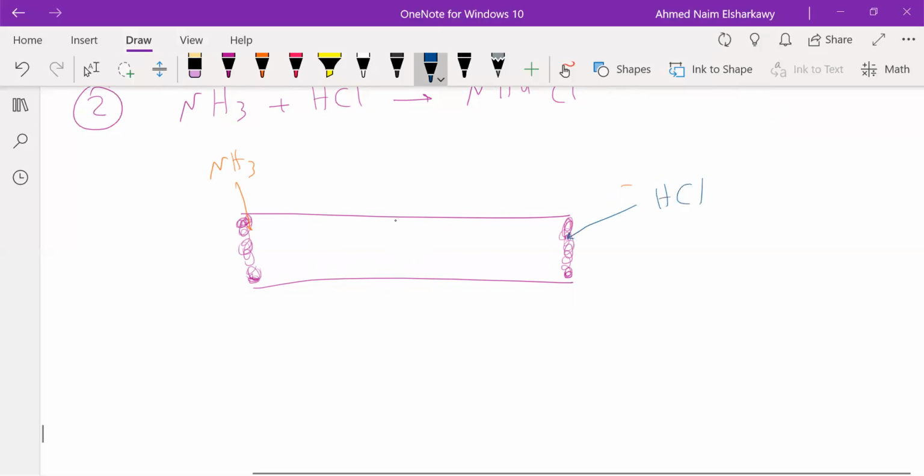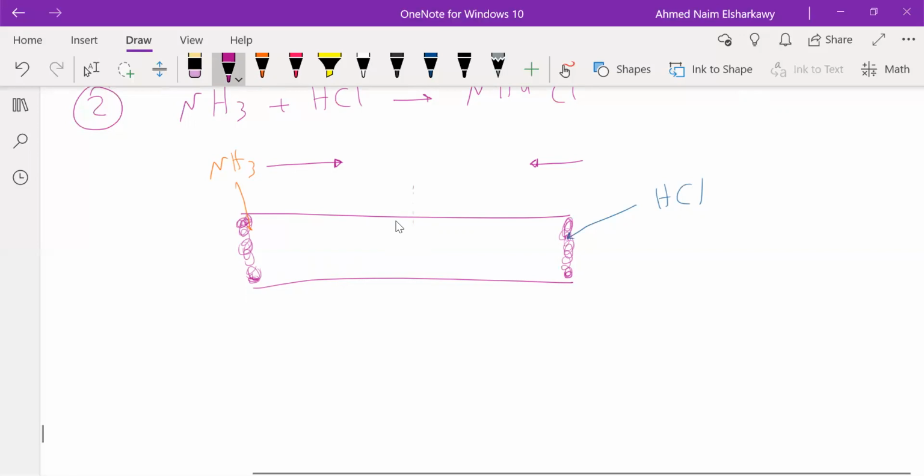Okay, right now what will happen? We will find that NH3 will start to move from right to left, from the area of high concentration to the area of low concentration, which means the other parts of the tube. The same as HCl, the particles start to move. But my question: when NH3 reacts with HCl, it will form NH4Cl cloud gas, or it could form NH4Cl crystals. So where will the clouds or the crystals form exactly?